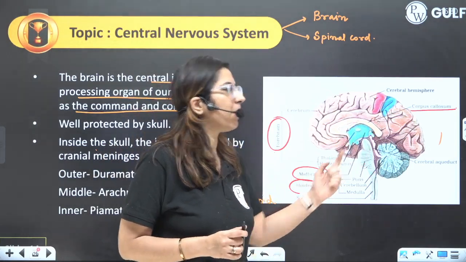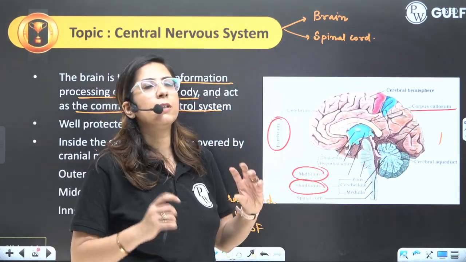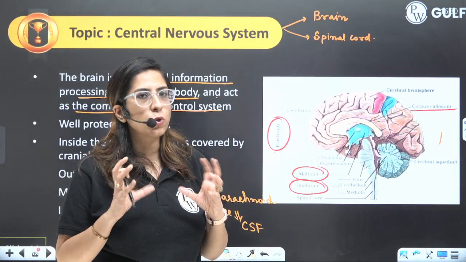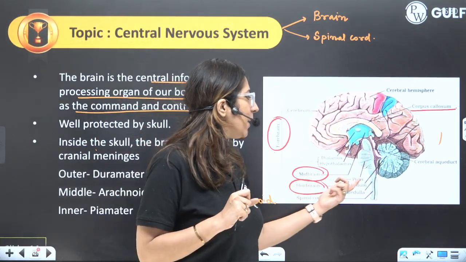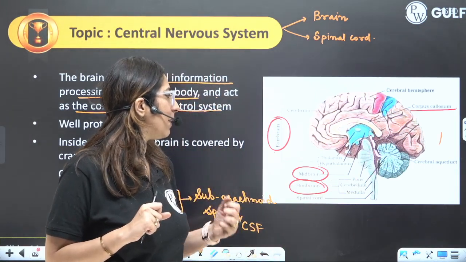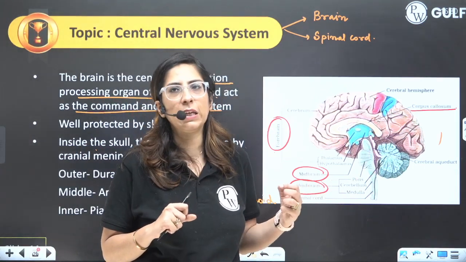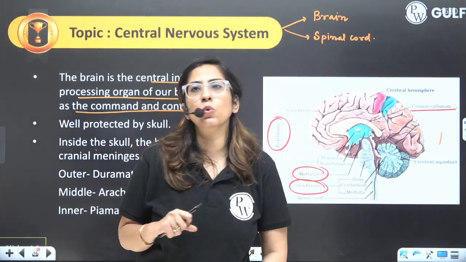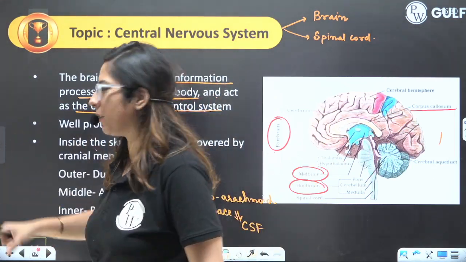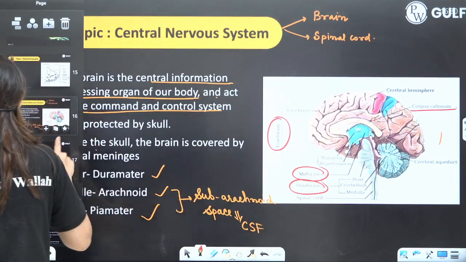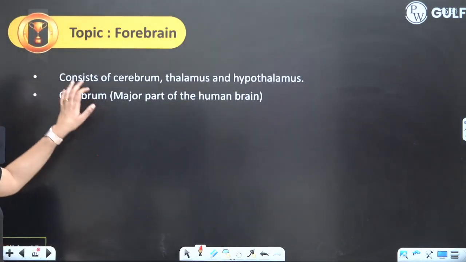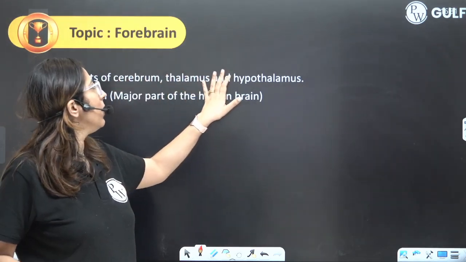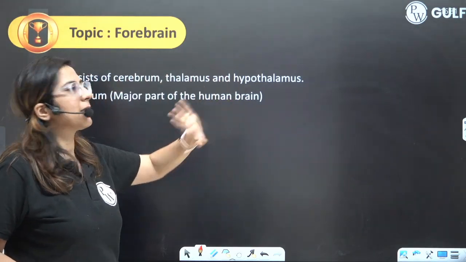Next is the midbrain, right? Here the colliculi are present, two superior colliculi and two inferior colliculi, which I'll also explain to you. Hindbrain has three parts: the pons, cerebellum and the medulla, and further parts will communicate to the spinal cord. Chalo. First, let's talk about the forebrain. So the forebrain consists of the cerebrum, the thalamus and the hypothalamus.